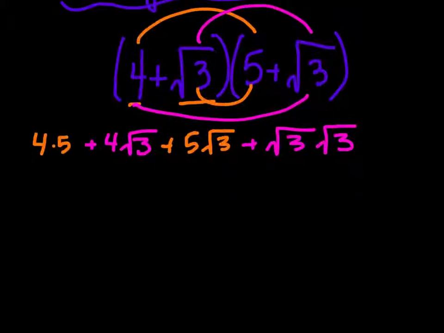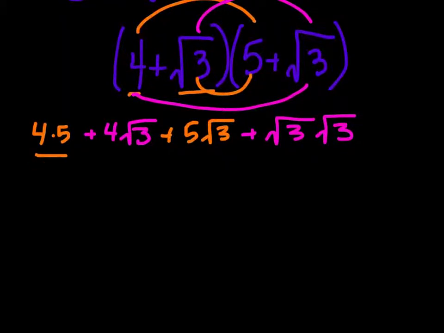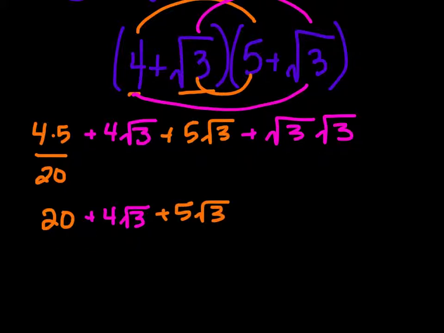So let's do a little bit of simplifying here. 4 times 5, that simplifies to be 20. So we have 20 plus 4 root 3 plus 5 root 3. I know you're probably saying, but we can add those, and that's awesome that you're seeing that. And then we have the square root of 3 times the square root of 3, which we can write as the square root of 3 times 3, which equals the square root of 9. So that means if I were to take those pair of 3's out, we can say plus 3.